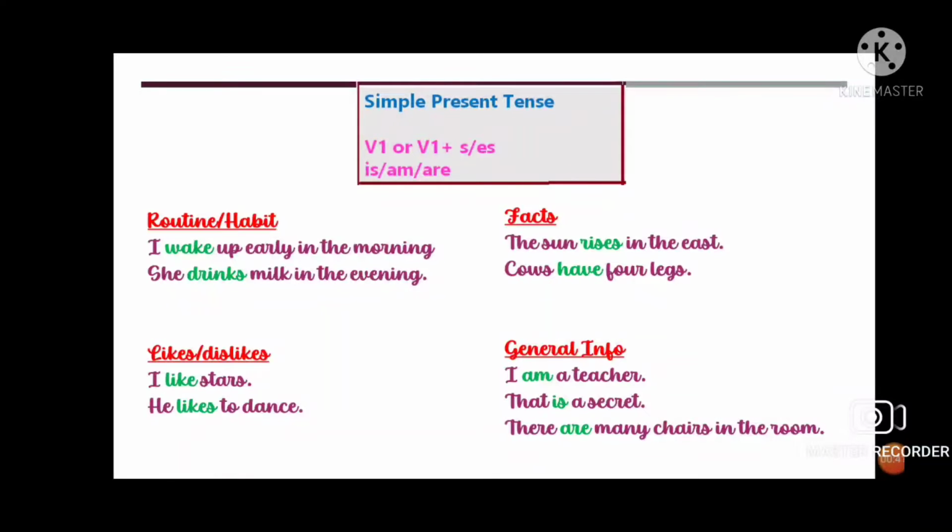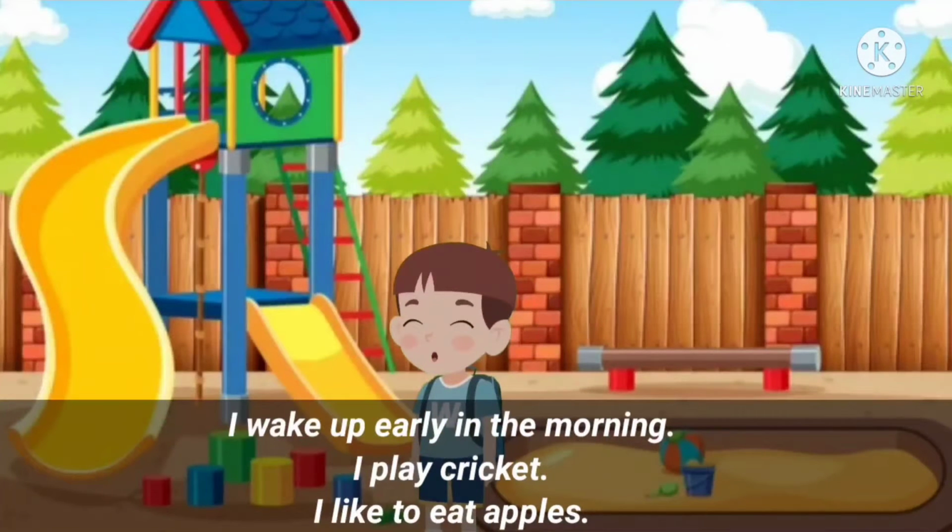Fourth, general info. I am a teacher. There are many chairs in the room. Even what you have right now comes under simple present tense. I have many candies. She has a ball. So those kinds of information come under simple present tense too. I wake up early in the morning. I play cricket. I like to eat apples.